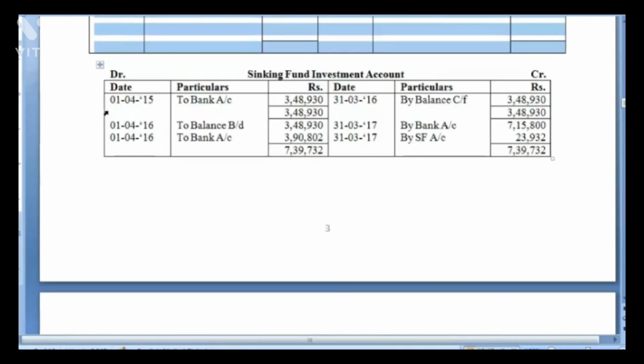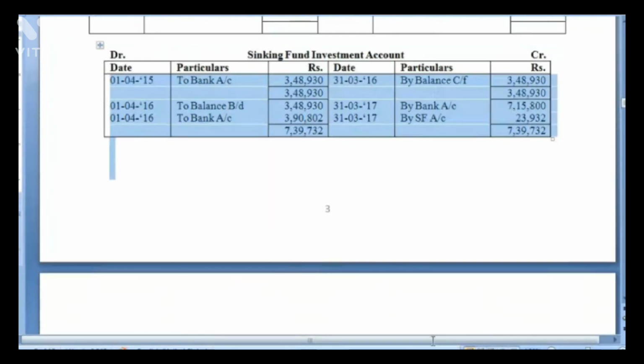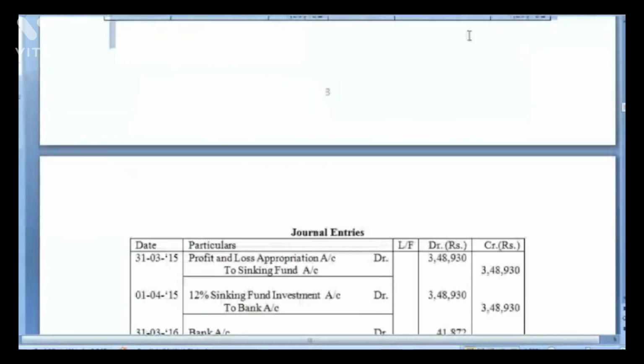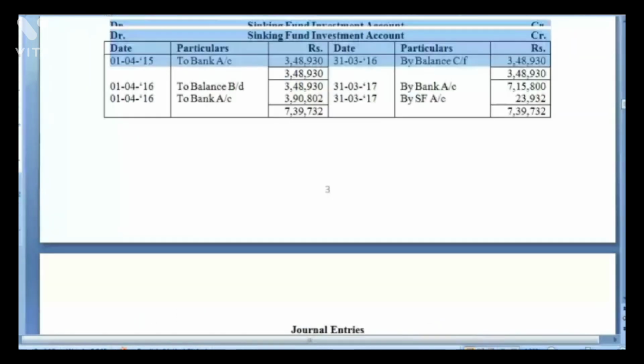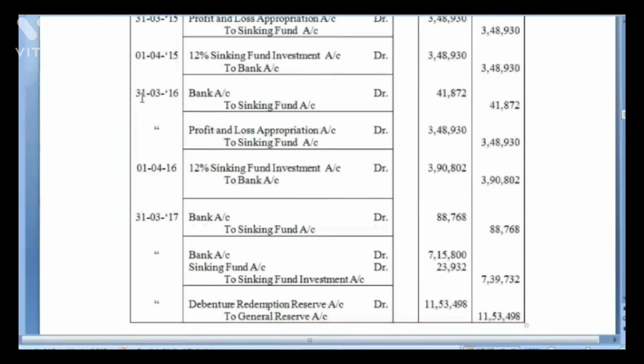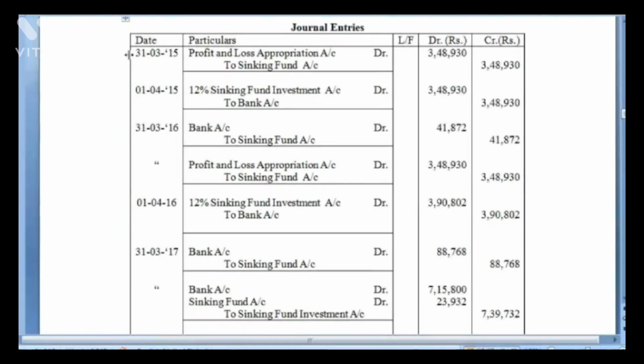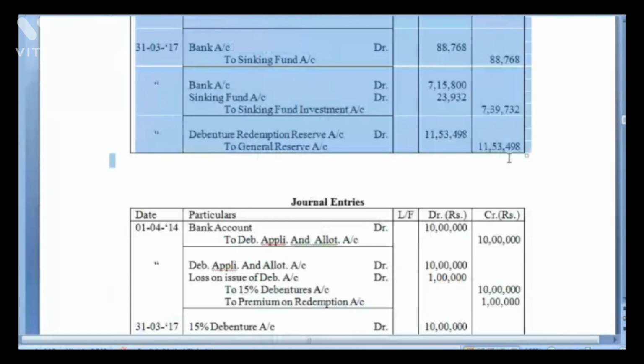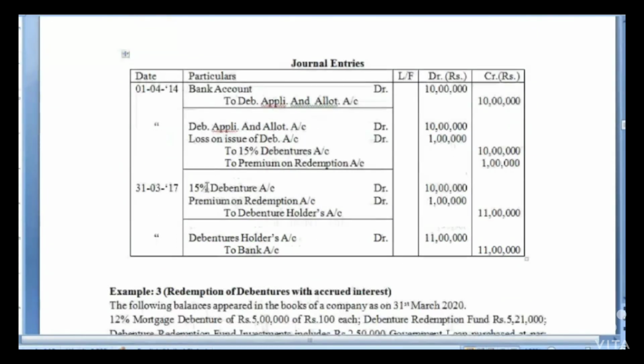Clear? And similarly another account will be prepared, that is called sinking fund investment account. Sinking fund investment account. Clear? And the third is you are required to write the journal entries. So all this procedure we will do simultaneously. Clear? We make all the entries simultaneously. Clear? Yes, and this is the separate question.